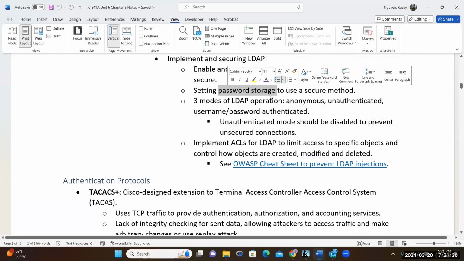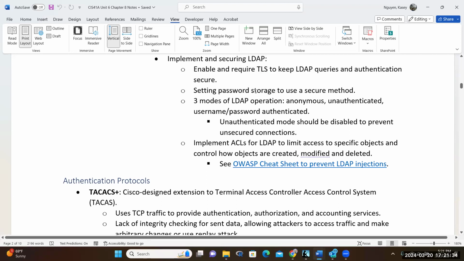then you might have a SQL injection issue, right? If you're storing it on a specific authentication server, is it encrypted? Is it protected? So we have to look at the service that's used to store this password. So there are 3 operational modes for LDAP: authenticated, anonymous, and unauthenticated, okay?